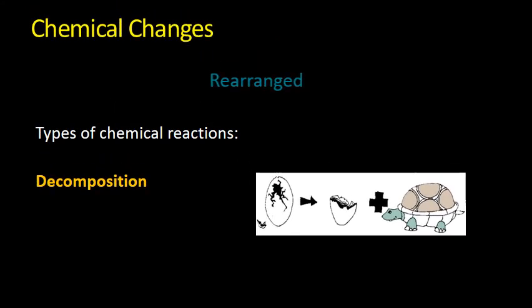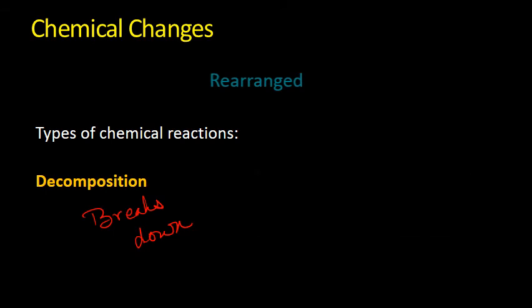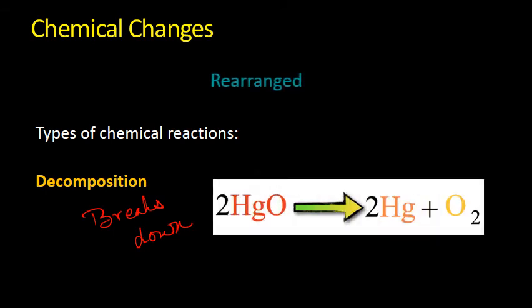In a decomposition reaction, two things are made. It's like the opposite of synthesis. Something breaks down into something brand new. So the egg broke down into now eggshells and a turtle. Except I think it would actually be a turtle. My biology is rusty. I'll go on. Here we have mercury oxide breaks down into mercury metal and oxygen gas.